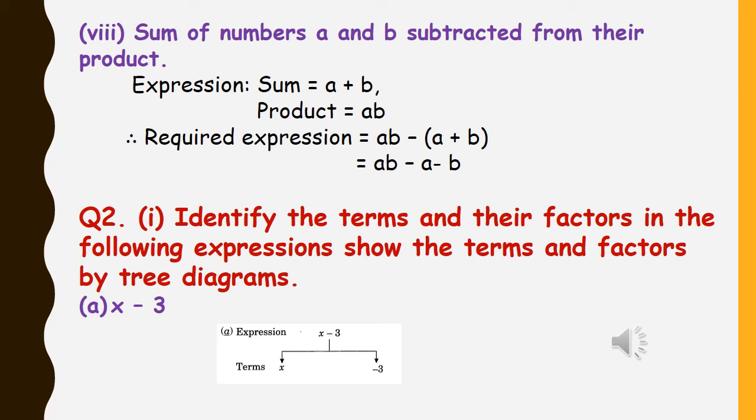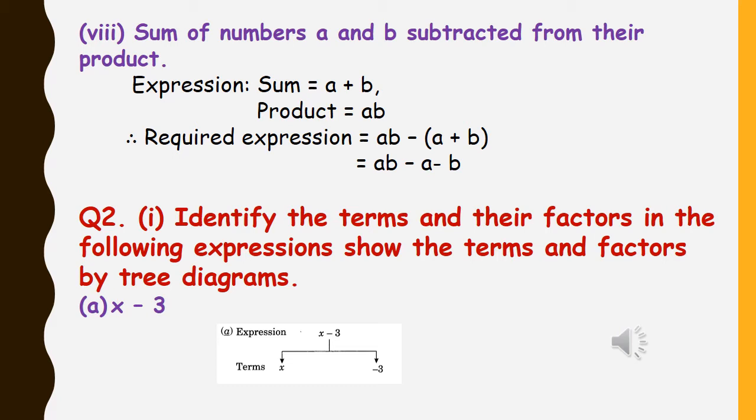Now we are moving to question number 2, part 1. Identify the terms and their factors in the following expressions. Show the terms and factors by tree diagrams. What is a tree diagram? I am explaining it to you. The first part is part A, x minus 3.